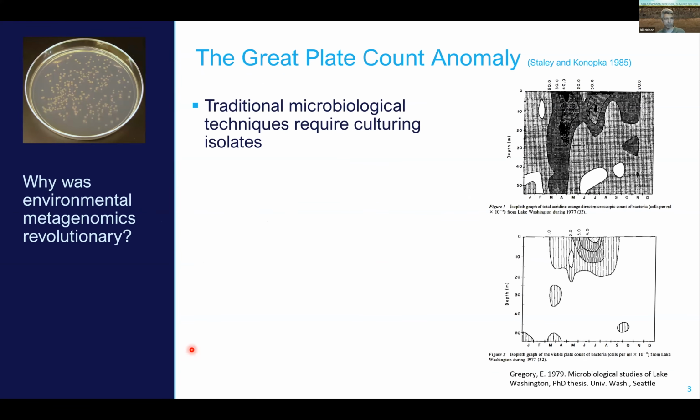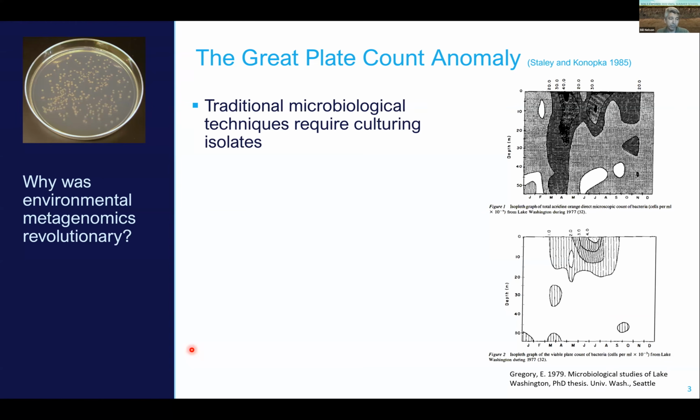Why was environmental metagenomics revolutionary? Well, this gets back to the fact that traditional microbiological techniques that have been used since Pasteur essentially require that you be able to culture your isolates. You need to be able to grow them in the lab. And you'd go out to the environment, you'd take a sample, you'd put it on a plate, and whatever grew, then you could take that back to the laboratory and you could test different carbon sources or whatever physiological studies you wanted to do on the organism. But you needed to be able to grow it first.